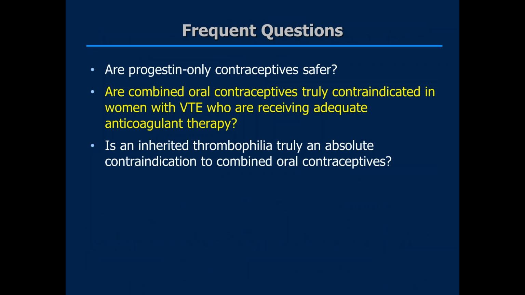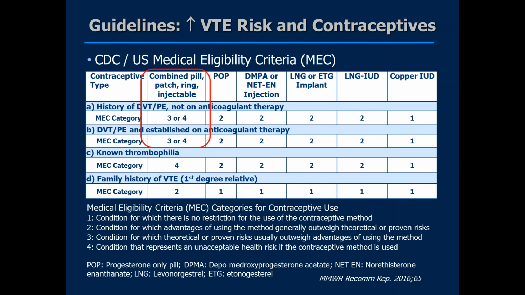So the next question that's often asked, in fact was asked by one of our pediatric hematology/thrombosis faculty here at McMaster to me just last week, is, are combined oral contraceptives truly contraindicated in women with venous thromboembolism who are receiving adequate anticoagulant therapy? So again, if we go to our U.S. medical eligibility criteria, you can see that the experts on this panel judged that combined contraceptives were either an unacceptable health risk or a method for which the risks generally outweigh the benefits, both for a history of venous thromboembolism, not currently on anticoagulant therapy, as well as for venous thromboembolism on established anticoagulant therapy.